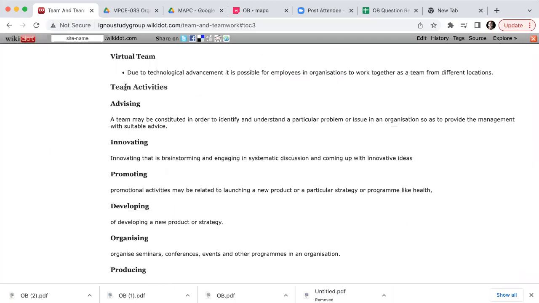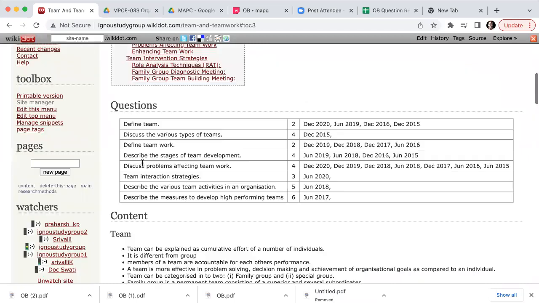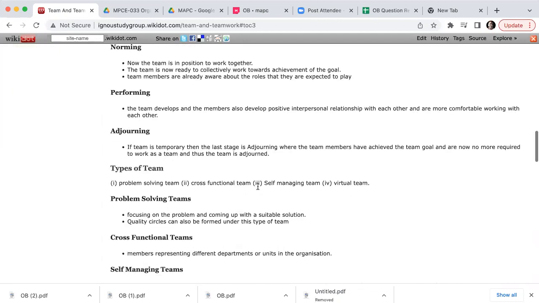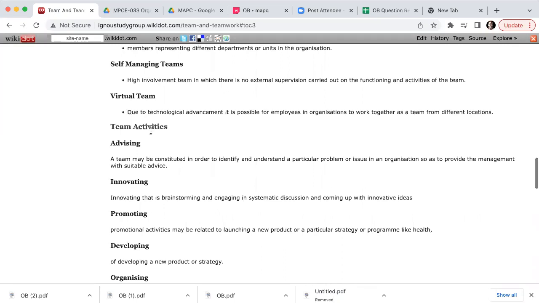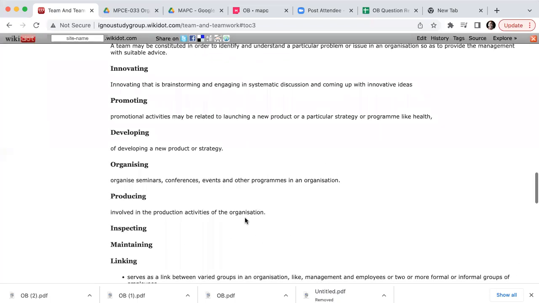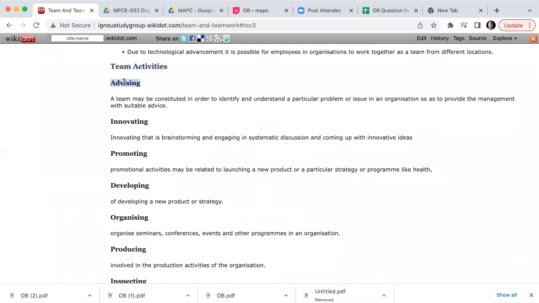Okay, so that is about types of teams. We defined the team, we talked about types of the team, we talked about stages of team development. Okay, so now we are going towards team activities. So what are the various activities a team does? I think this is very, very self-explanatory as far as these things are concerned, right? Advising. So they might understand the problem and do some advising as a team.